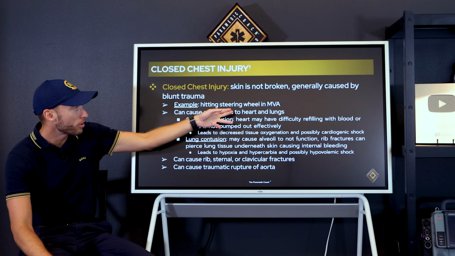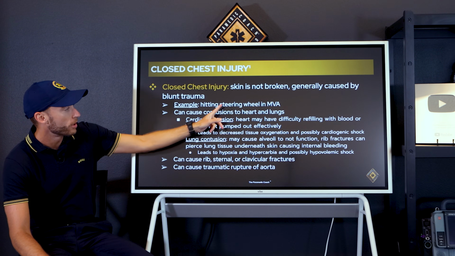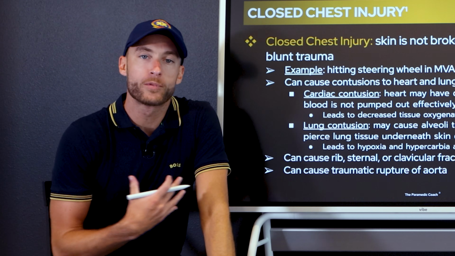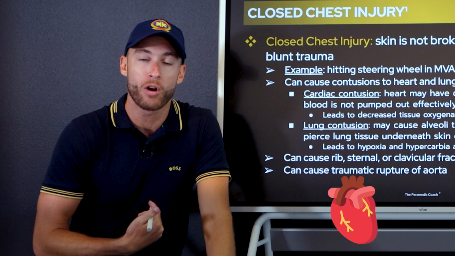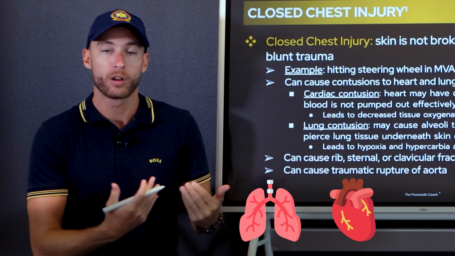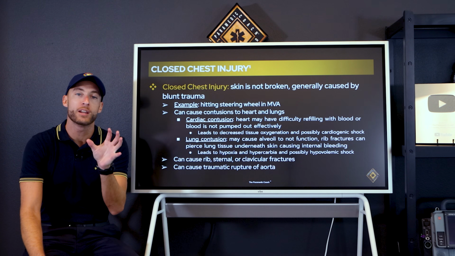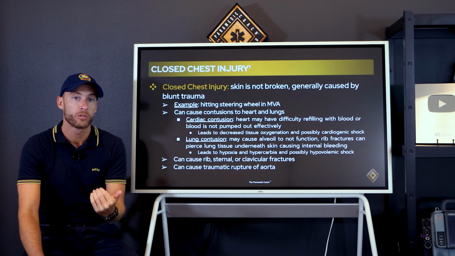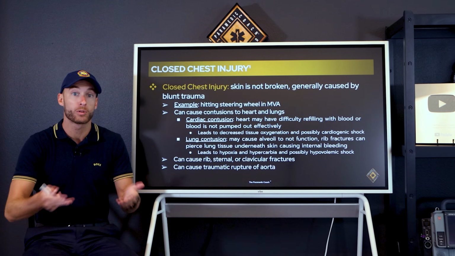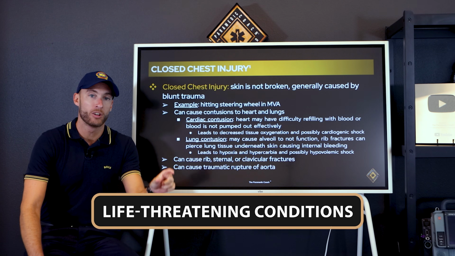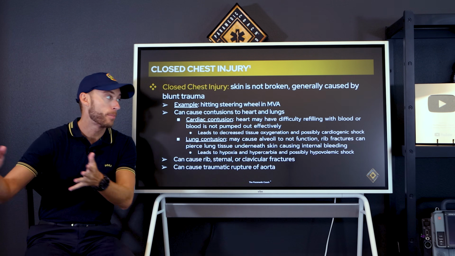Now, here are some examples. Hitting the steering wheel in a motor vehicle accident can cause contusions to the heart and the lungs. What are our two big organs that we have in the chest that we gotta watch out for? We've got one heart and two lungs. Lungs, heart, right? So here is the big problem that we have. If we have an injury to the lungs or the heart, we're talking about pumping blood with the heart, and breathing in and out, ventilation, with the lungs. Those are life-threatening conditions. This is why chest trauma is very sinister and the patient can decompensate more quickly.